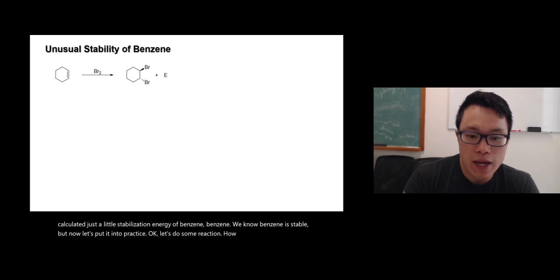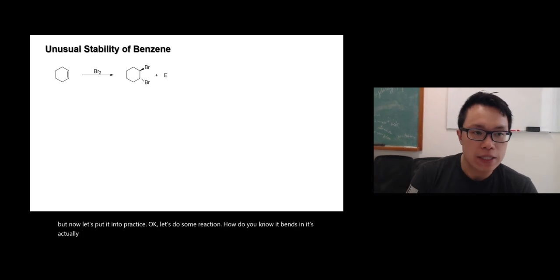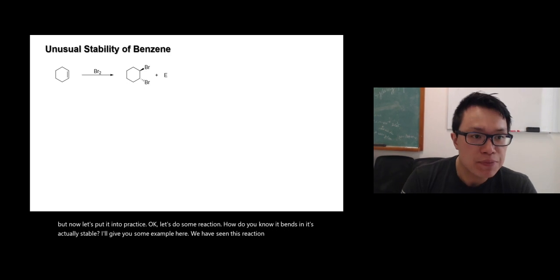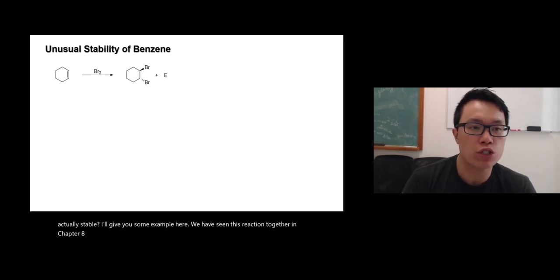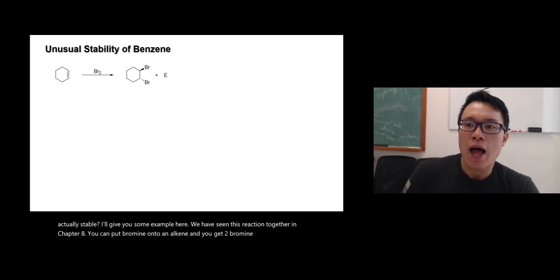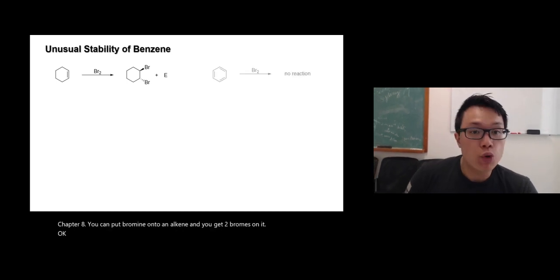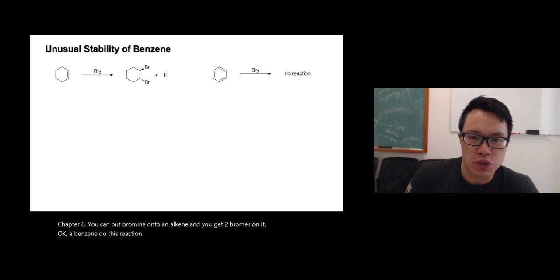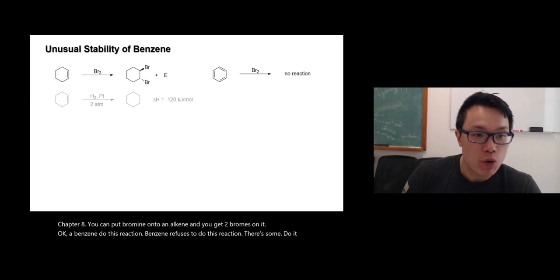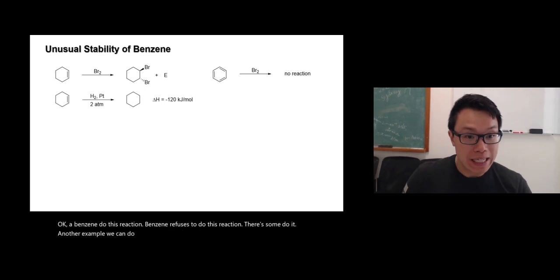How do you know if benzene is actually stable? I'll give you some examples here. We have seen this reaction together in chapter 8. You can put bromine onto an alkene, and you get two bromines on it. Can benzene do this reaction? Benzene refuses to do this reaction. It doesn't do it.